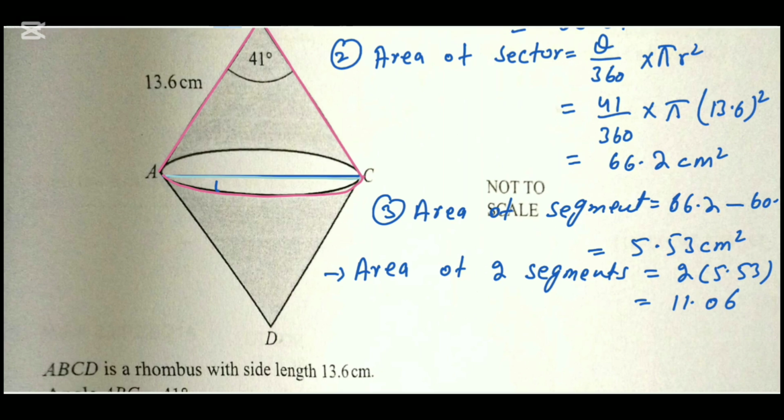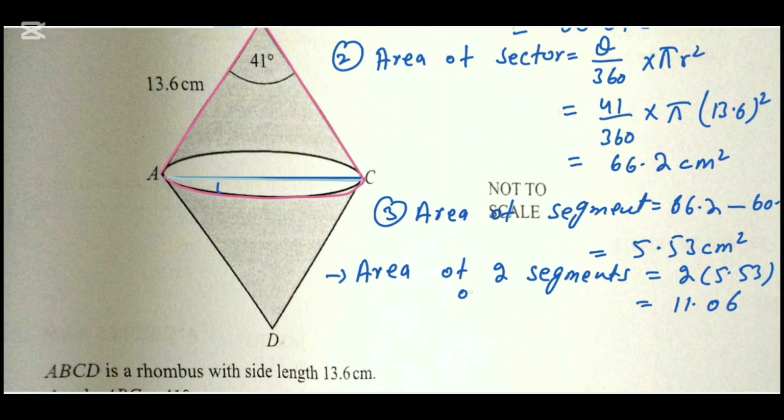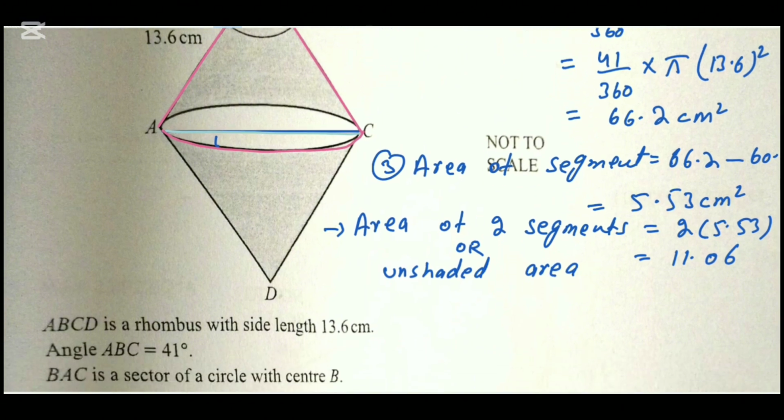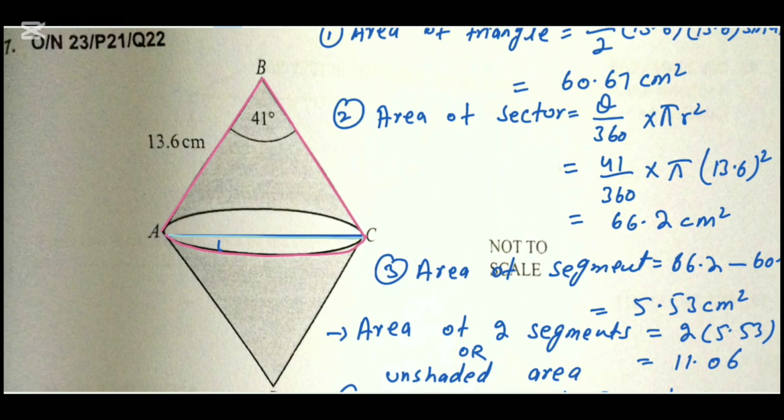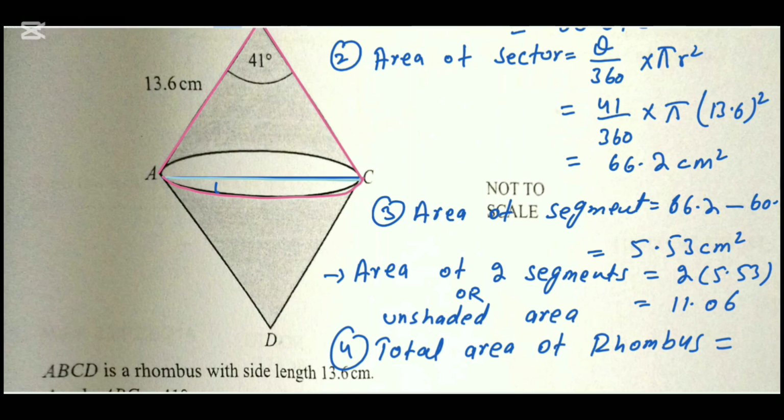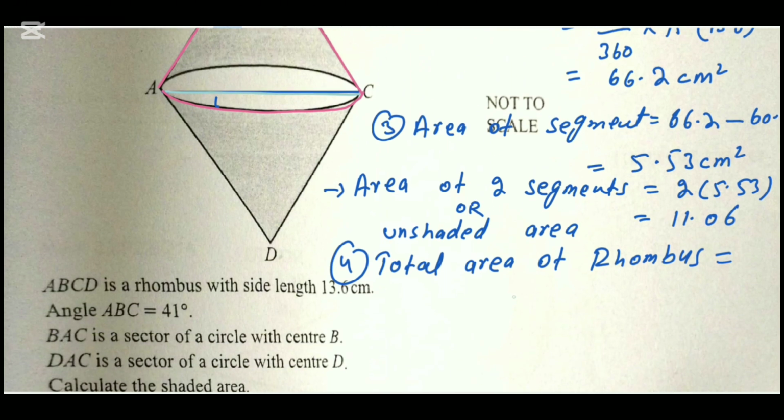So this is also, you can say, the unshaded area, the area of two segments. This is the way you will find the unshaded area. Now next what you have to do is find the total area of rhombus. How will you find the total area of rhombus? One triangle area is 60.67, you multiply it with 2, and you will get the total area of rhombus.